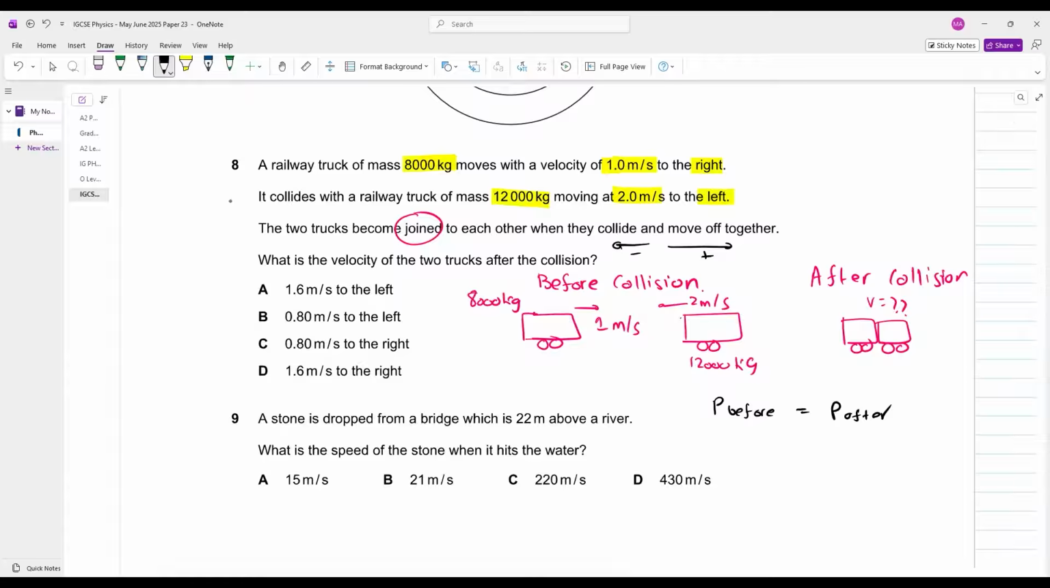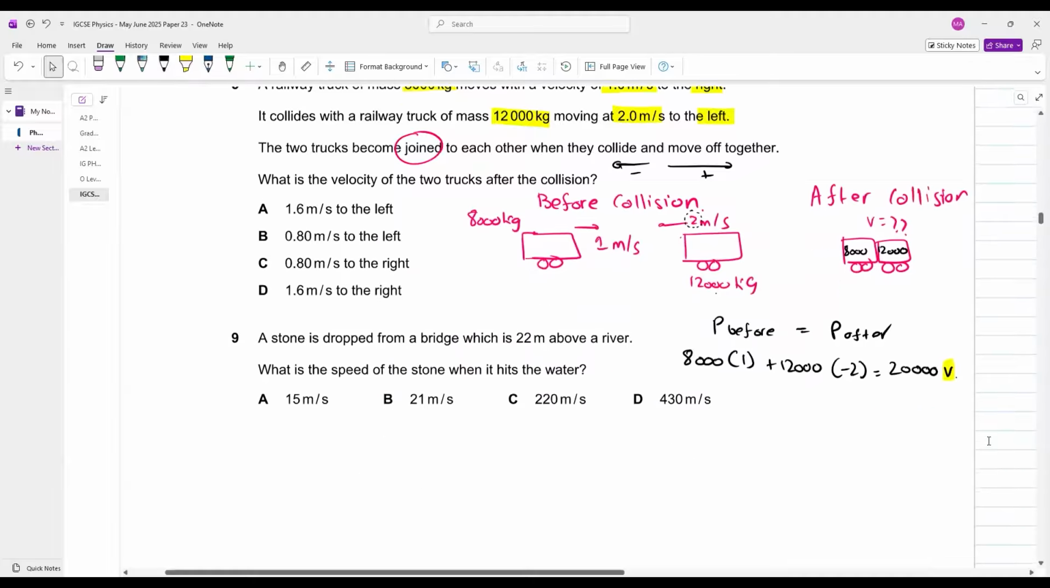What will be your momentum before collision? 8,000 into 1 plus 12,000. Can you realize this velocity is towards the left? बेटा ये जो 12,000 kg वाला ट्रक है उसकी वेलोसिटी कहाँ है? Towards the left. If your velocity is towards the left, you will take that as a negative 2. This is equal to momentum after collision. After collision, what is your total mass? 8,000 plus 12,000. 20,000 into velocity v. Can you calculate this v? कर सकते हो उसको calculate?